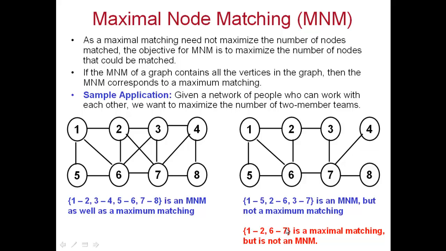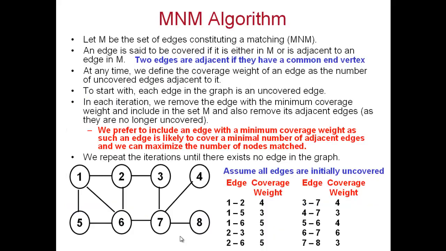So it is called a maximal matching, but we know this cannot be called a maximal node matching because we have another combination of edges that covers 6 of the 8 vertices, whereas this covers only 4 of the 8 vertices for this graph. So this cannot be called a maximal node matching. So that's again how to understand the differences between maximal matching, maximal node matching, and maximum matching. So we'll focus on this maximal node matching. That's what we want to find out.